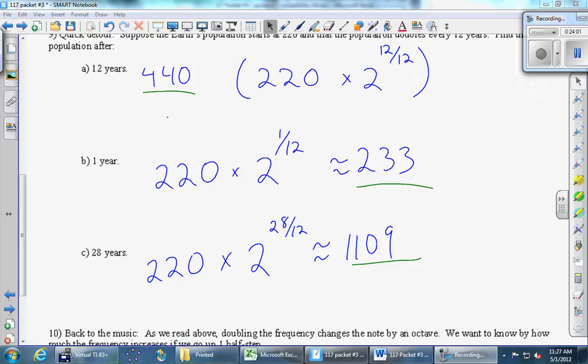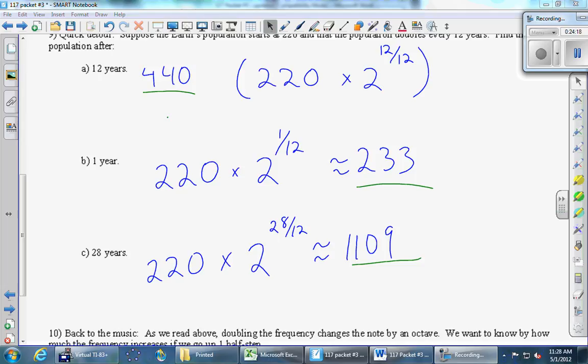Okay, so after 12 years, what happens to the Earth population? It doubles. So that one's easy because after 12 years, it would double from 220 to 440. But the other ones are not easy. The other ones we need a formula for because it's not a nice just doubling type thing.